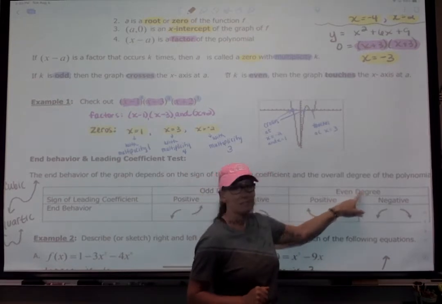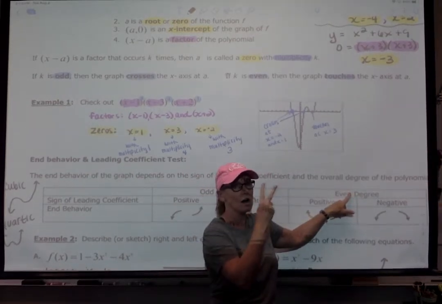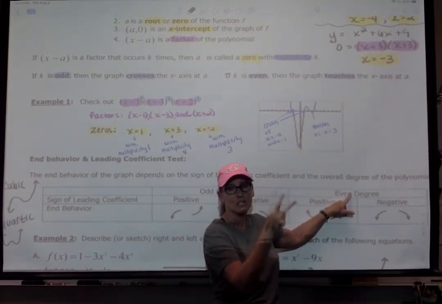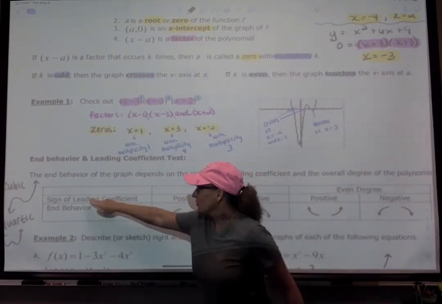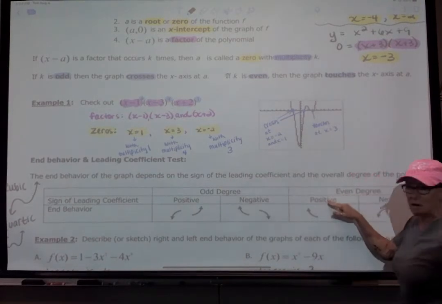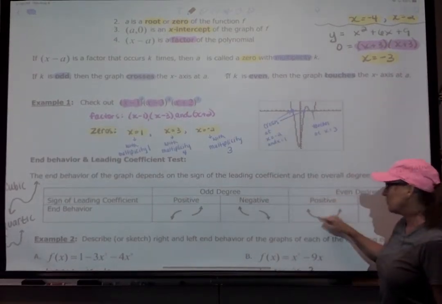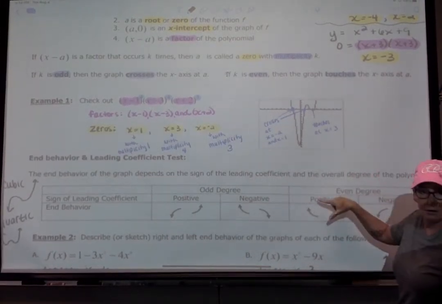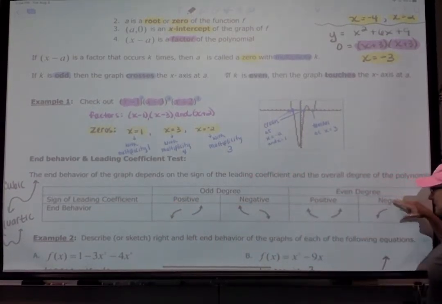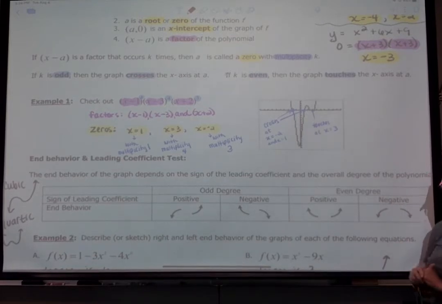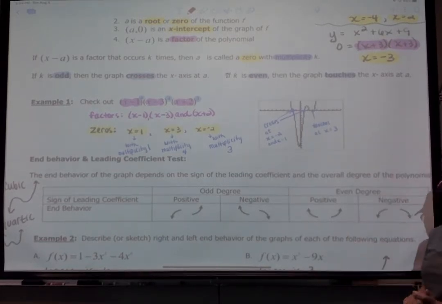If your degree is even, let's say you have a quadratic, okay? Your degree is 2. What happens when your leading coefficient is positive? You know what happens. Your parabola opens up. What happens if your leading coefficient is negative? Your parabola opens down. You knew that already.